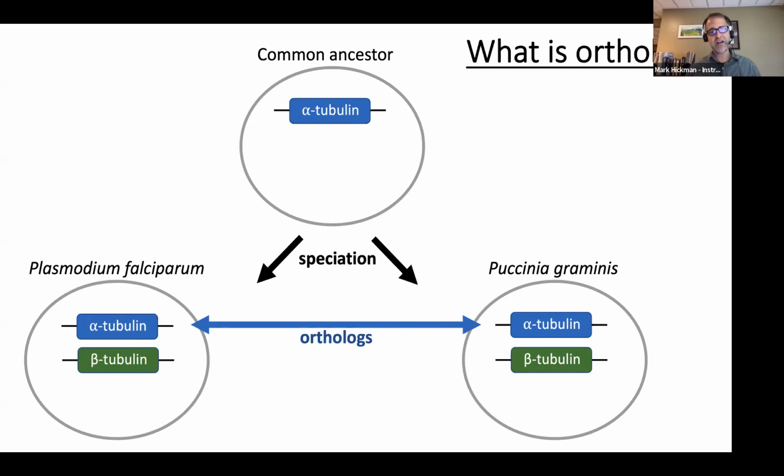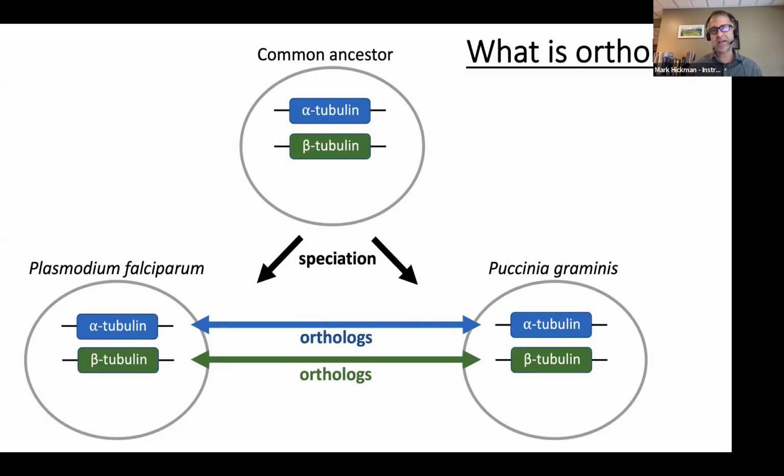So now consider another gene, beta tubulin. They're considered orthologs as well. And how do they arise? Through speciation. That same common ancestor also had a copy of beta tubulin. So those are orthologs. Now imagine that Puccinia has this other gene called beta 2 tubulin. It's very similar to beta tubulin, and those are considered paralogs. They're not orthologs, but they're paralogs.